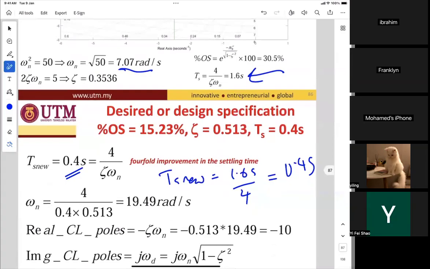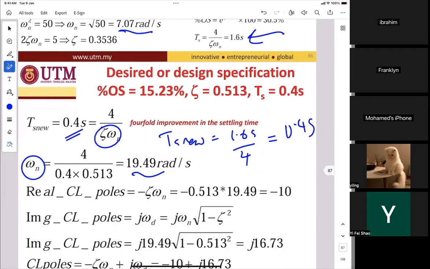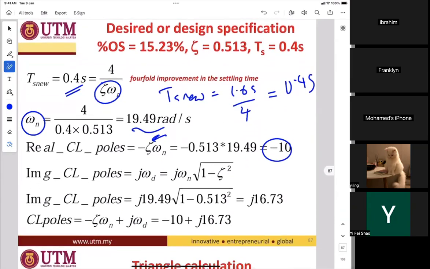Okay, and from there you calculate the new real part, meaning that you calculate the new omega n, which is 19.94. Then insert all the values, new zeta maintained, new omega n. So you will get minus 10 plus minus j 16.73. So this is the new dominant pole.